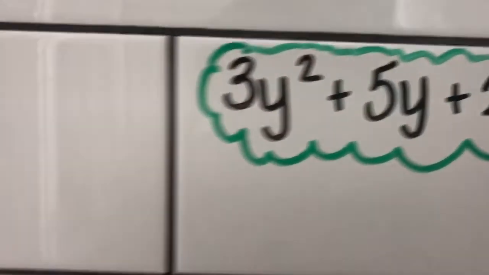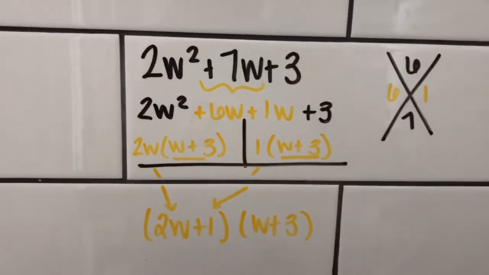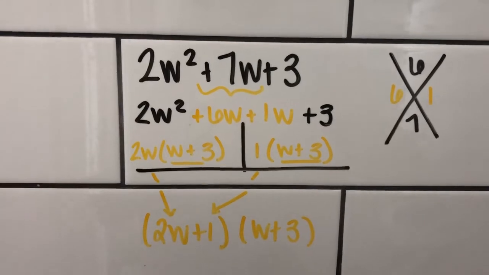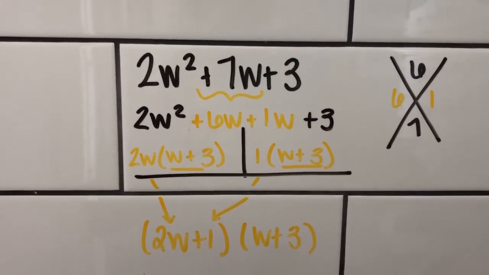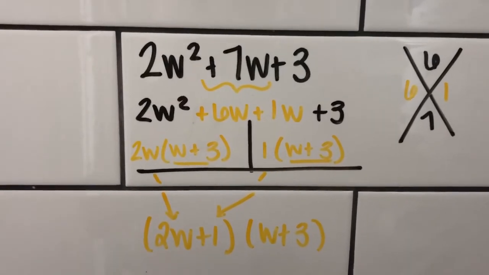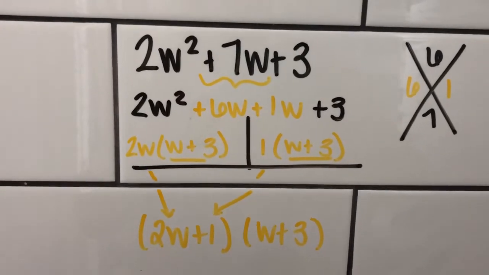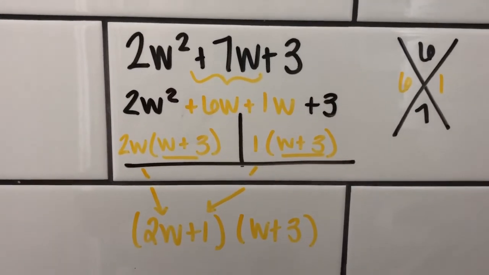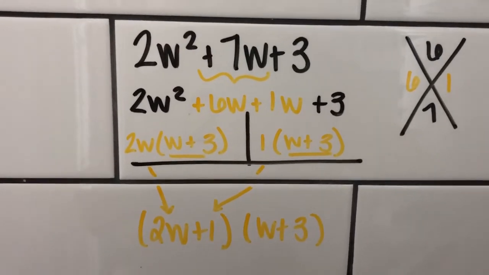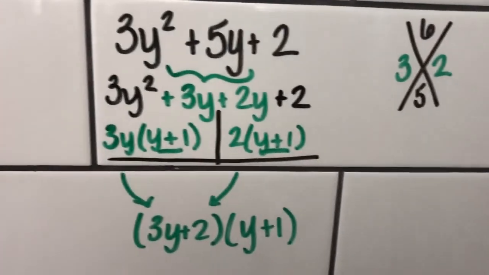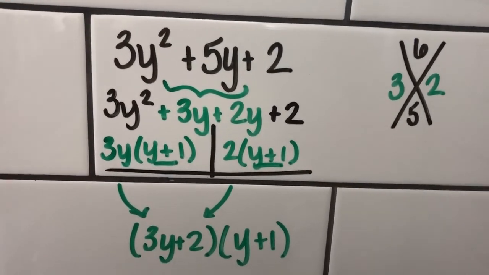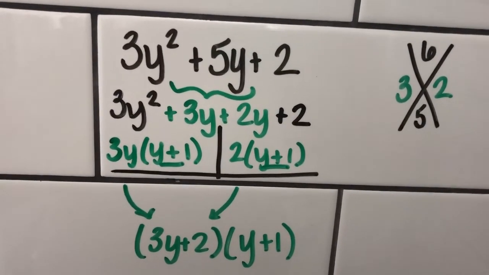And here are the answers, one in yellow. For our yellow trinomial, I end up with 2w plus 1 and w plus 3. If you did not get that, make sure you pause it and check out what I did compared to what you did. Remember, finding your mistake is almost better than getting it right the first time. And now the one in green, I end up with 3y plus 2 times y plus 1.